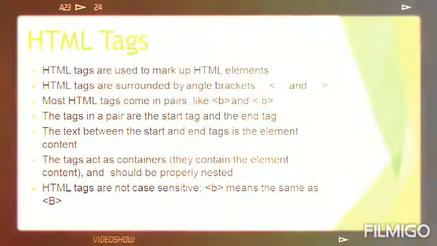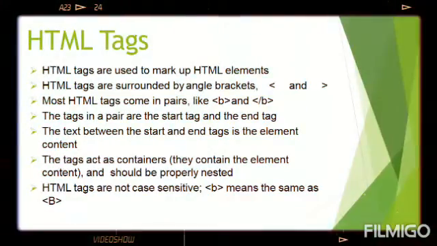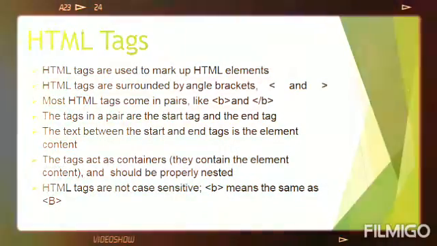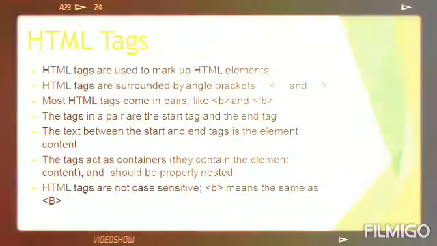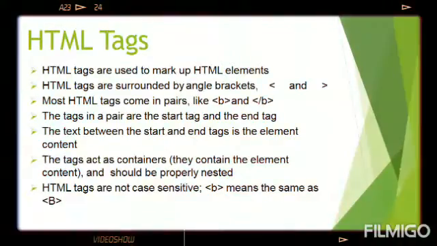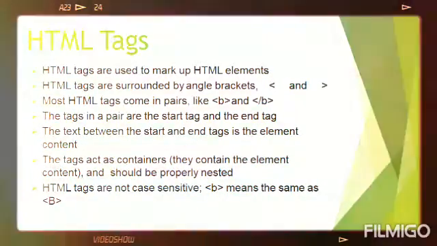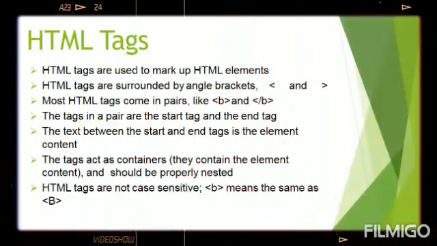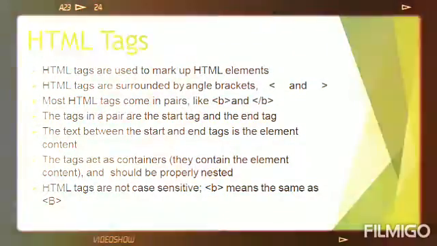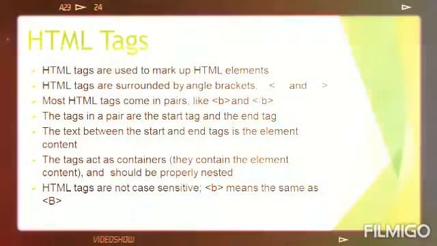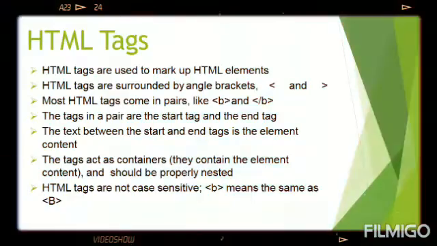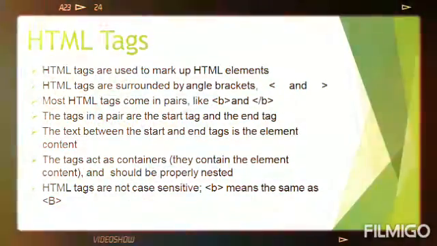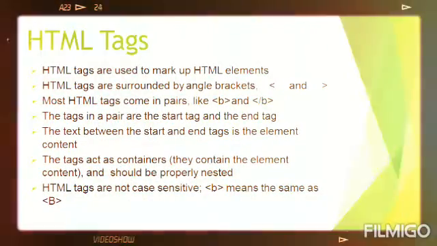Let's have a look at HTML tags. What are HTML tags? HTML tags are keywords surrounded by angle brackets. You can see that all the tags are written in angle brackets. Normally tags come in pairs. The first one is the starting tag and the second one, with the slash, is called the ending tag.